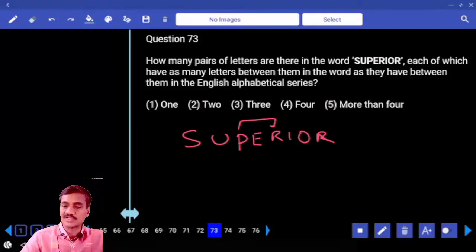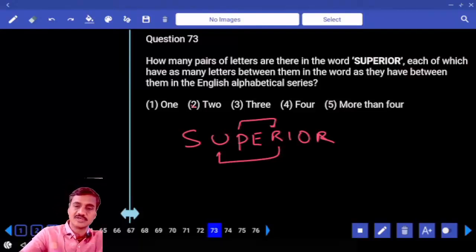And again in the reverse, RSTUVWXY, no. OPQRSTU. And next one I, JKLMN, RSTU. Hence we have one more pair between R and U. STU, and that's it. Hence how many pairs do we have? Only 2 pairs, choice 2. So question number 73 is choice 2.